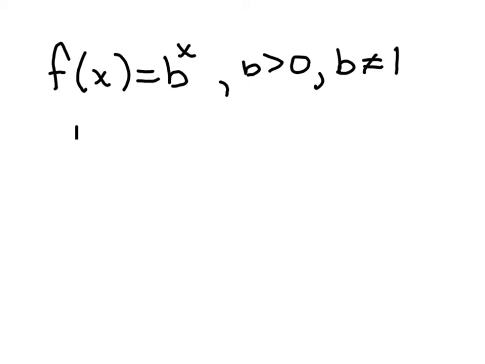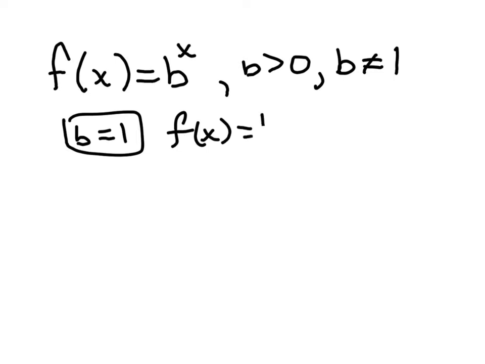So first of all, if the base were 1, then our function would have the form 1 to the x, which in that function, no matter what you input for x, the output will always be 1. And so this is a constant function. It doesn't exhibit the kind of behavior that we generalize for exponential functions. So this is its own separate case when the base is 1, and so we exclude that when we talk about exponential functions.